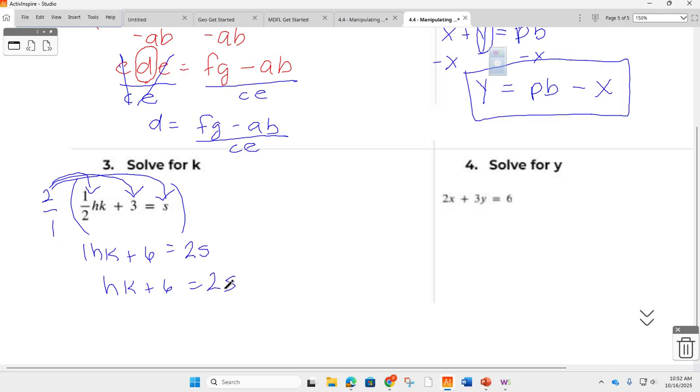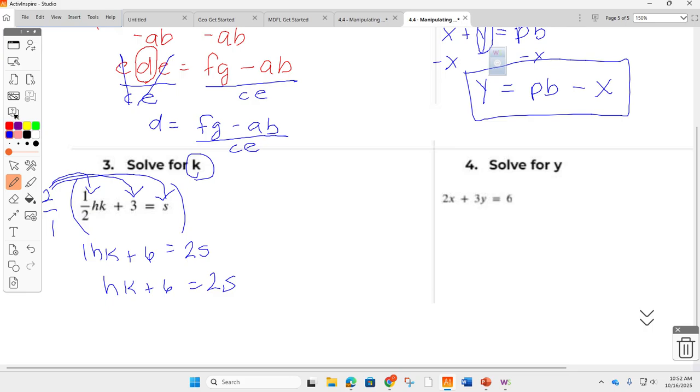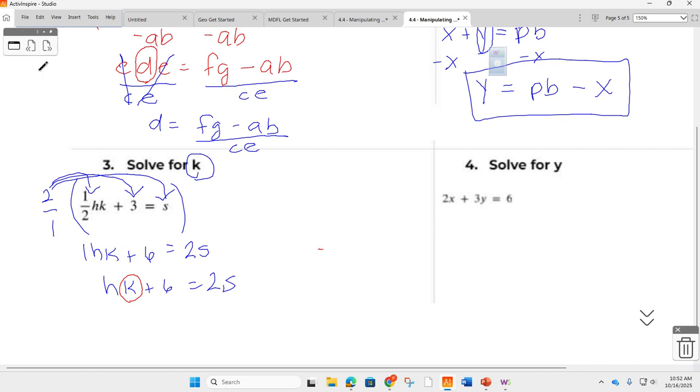And we need to make a note that we're solving for k. We need to mark what we're solving for so we don't forget. So I've got not all variables here. I have 3 variables and 2 numbers. But I still do the same thing. So whatever's being added to the h times k, I'm subtracting from both sides. So that is hk equals 2 times x minus 6.